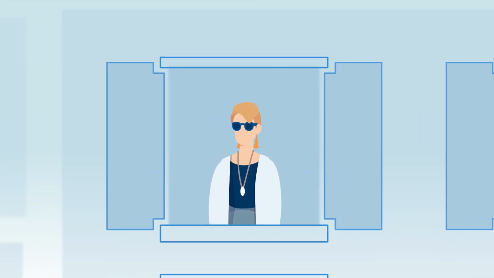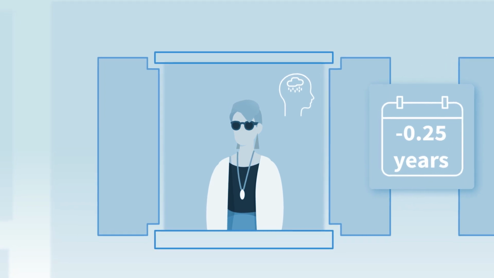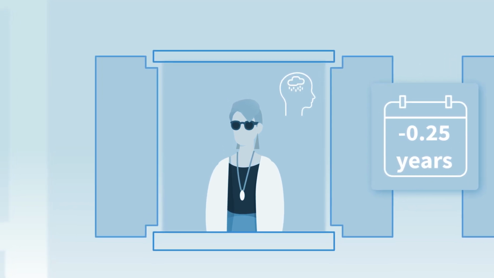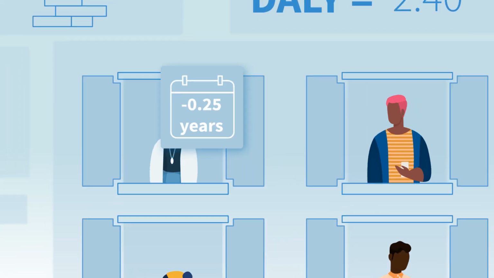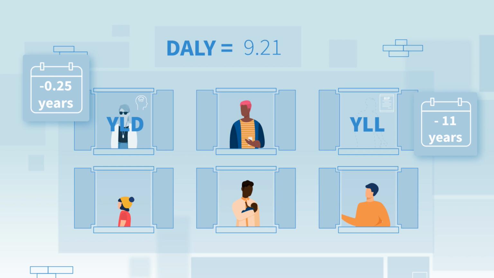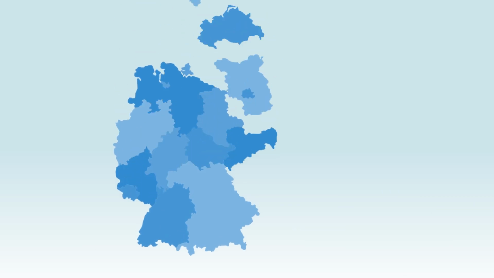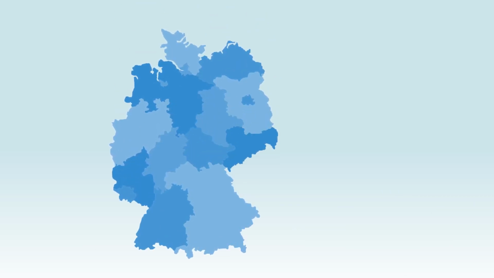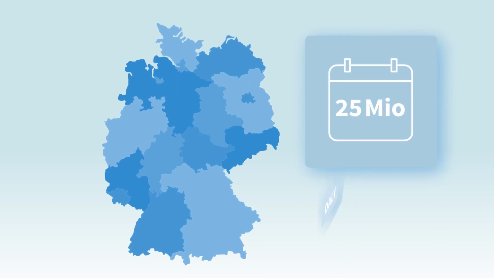Anna suffers from depression and loses 0.25 years, a quarter of a year, as a result of the length and severity of this health-related impairment. The burden of disease at 20 Maple Street therefore adds up to 11.25 DALY. If this method is applied to the entire country, the burden of disease in Germany amounts to more than 25 million DALY for 1 year.